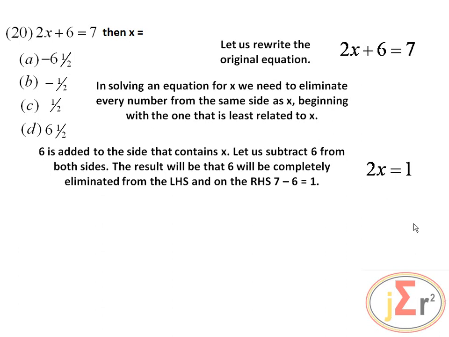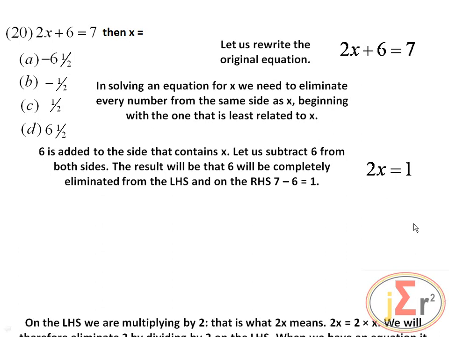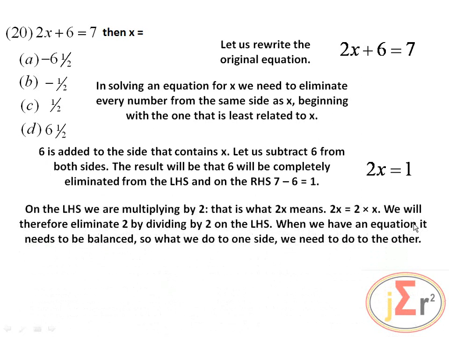So 2x is equal to 1. On the left hand side, we are multiplying by 2. That is what 2x means. 2x is equal to 2 times x. We will therefore eliminate 2 by dividing by 2 on the left hand side.